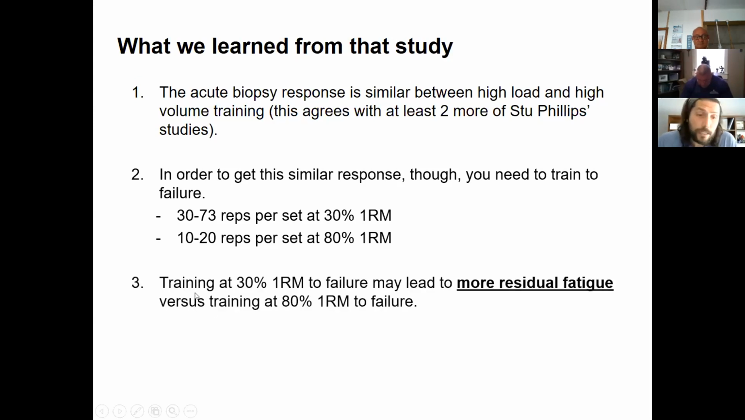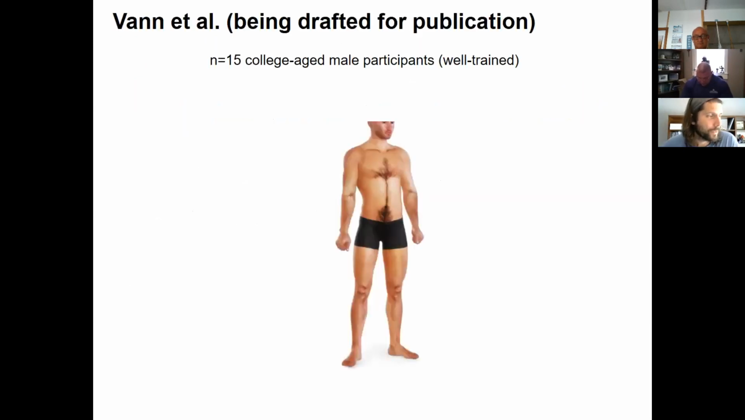This is the key finding, and that's training with light weights to failure. When we looked at that Biodex data two days after the training bout, it led to more residual fatigue versus training at 80% 1RM to failure. I'm going to talk a little bit more about that later on in the presentation.